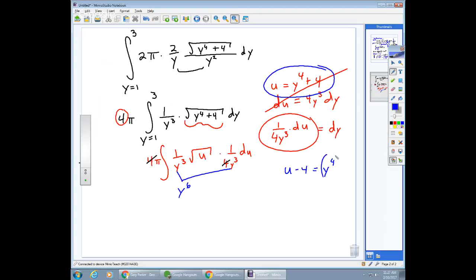So if I were to take, for example, the 3/2 power of this side, what's 4 times 3/2? 6. So that means I'd have to do the same thing on this side. Bottom line is the only way to work with some of these is to do a whole bunch of algebra till something starts to look like you can take its antiderivative, and we're not there yet. So my claim here is that y to the 6th is equal to u minus 4 to the 3/2, right?